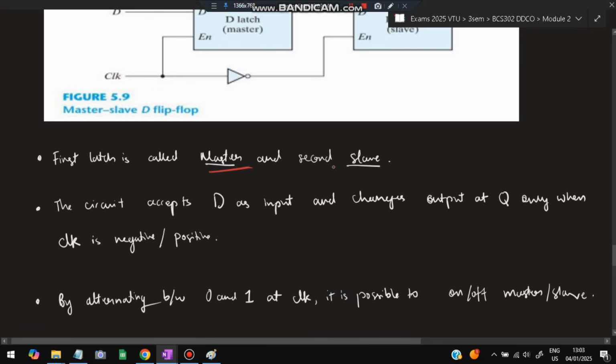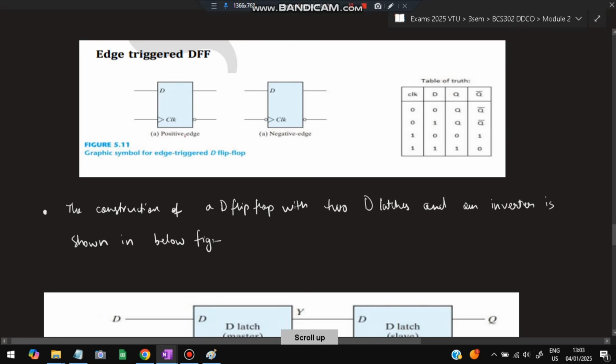Okay, so there will be a master and a slave here. The circuit accepts D as the input and changes the output to Q only when the clock is negative or positive. Based on how we said, there can be two types of clock: positive edge and negative edge. Okay, this is a truth table.